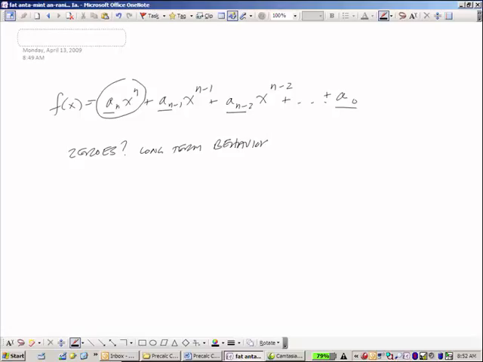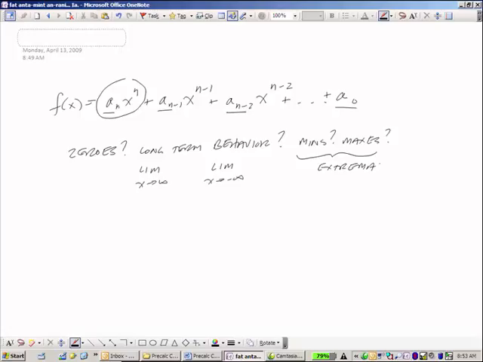Long-term behavior. Long-term behavior means what's the limit as x gets really big, and what's the limit as x gets negatively really big. When x goes out to infinity, does the function get big or small? Or when x goes out to negative infinity, does the function get big or small? Mins, maxes. Mins and maxes collectively we call extrema.